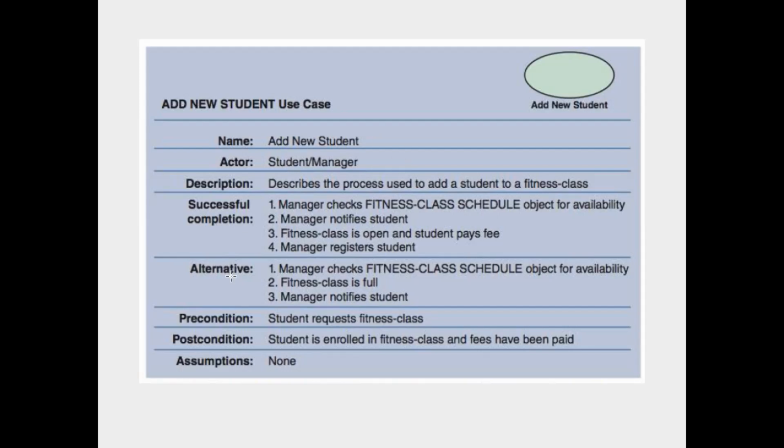What are the alternatives, right? So one is success, and if it is not a success, what is the alternative? Then what are the preconditions? What are the post conditions? What are the assumptions? So all these could be listed when you want to create a use case, in this particular case, add new student.